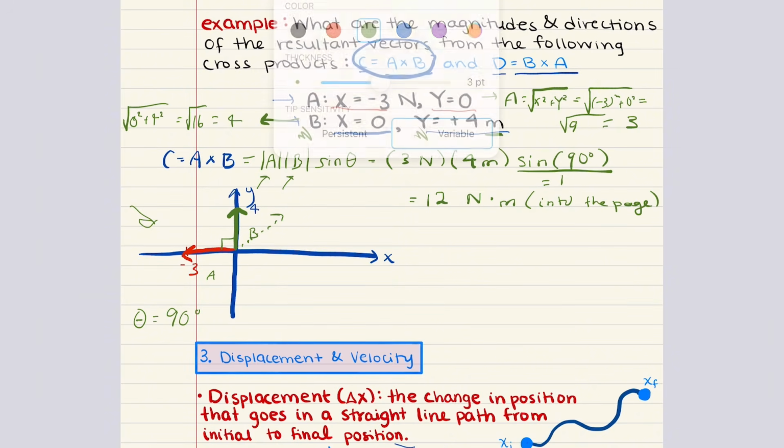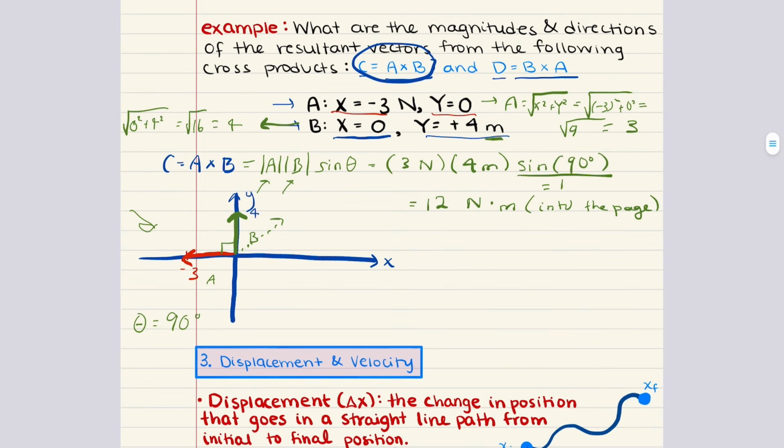Okay, that's the first part. Now the second part, we want to calculate the magnitude and direction of vector D, which is B cross A. Now what you notice here is that the magnitude should be the same because this is going to equal the magnitude of B multiplied by the magnitude of A sine theta. And B is 4 meters. That's the magnitude of vector B. We just figured that out. And for A, it is 3 newtons. And sine theta, sine 90 degrees is just 1. So we have the same magnitude for vector D.